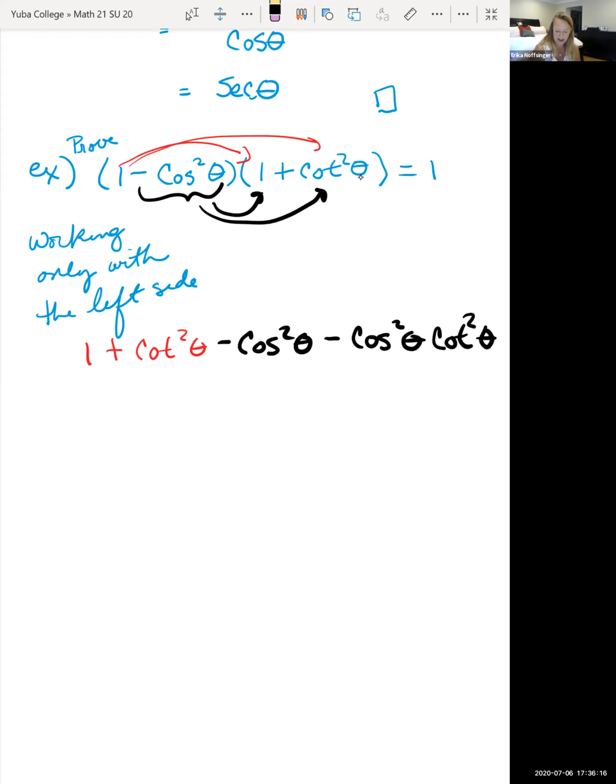So let's try maybe rewriting this cotangent squared in terms of sine and cosine. And so let's do this. We have 1 plus cotangent squared theta is cosine squared theta over sine squared theta.